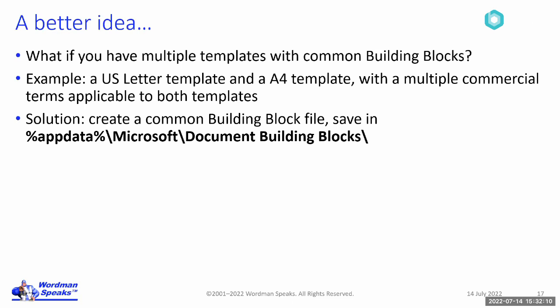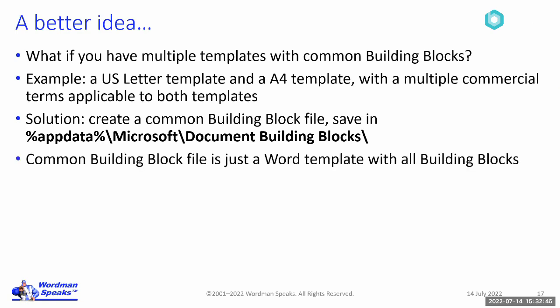Now we can make a common building block file and we're going to save it in that very specific location. So that's back in our app data again. And instead of templates, now we're going to put it in a folder called document building blocks. Okay, and if we put it in there, then these building blocks will be available to every single document we are editing. But we're going to make sure that they're kind of hidden away so that people don't get confused and start using them in something that they're not meant to use them in.